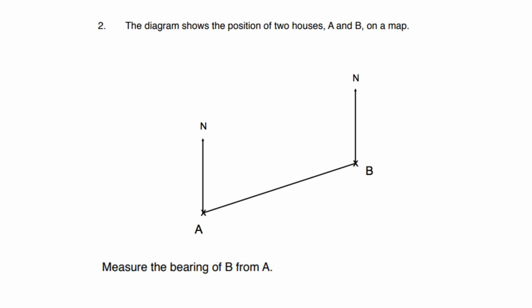So let's give an example like this. The diagram shows the position of two houses, A and B. So what is the measurement of the bearing B from A? Well, what we do is, because it's a measurement of B from A and not B to A, it's from, we measure it at A.